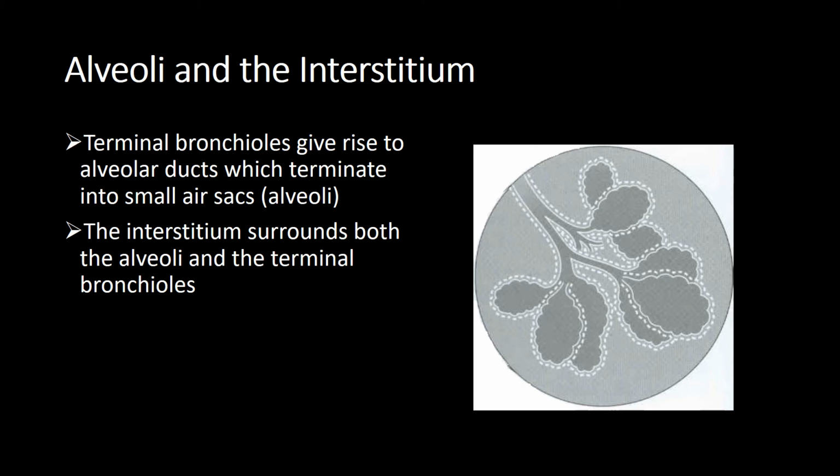Now the interstitium surrounds the terminal bronchioles and the alveoli. And this is an important mechanical function because it acts as scaffolding to support the alveolar walls. The interstitium also has a very dynamic function because it allows fluid, cells and nutrients to pass in and out of the interstitium.